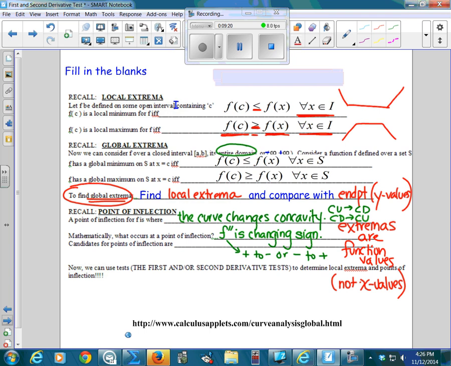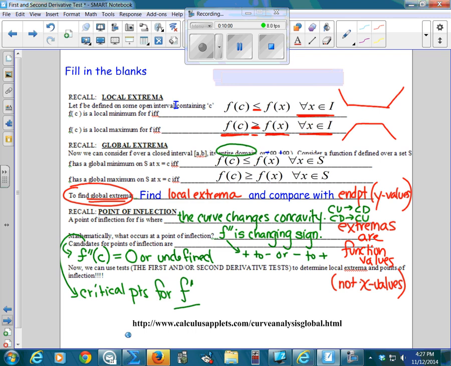So we'll get back to looking for points of inflection in a bit, but the candidates for points of inflection then would be, if f double prime is changing sign from positive to negative or negative to positive, then f double prime of c would have to be equal to 0 or undefined. Really, the candidates are critical points, but critical points for f prime, not for f.